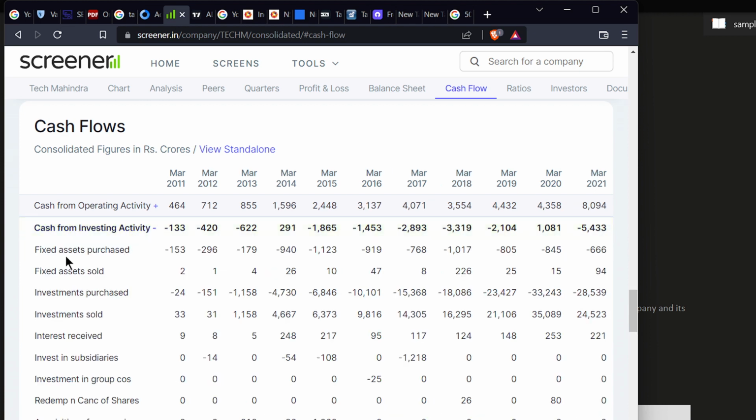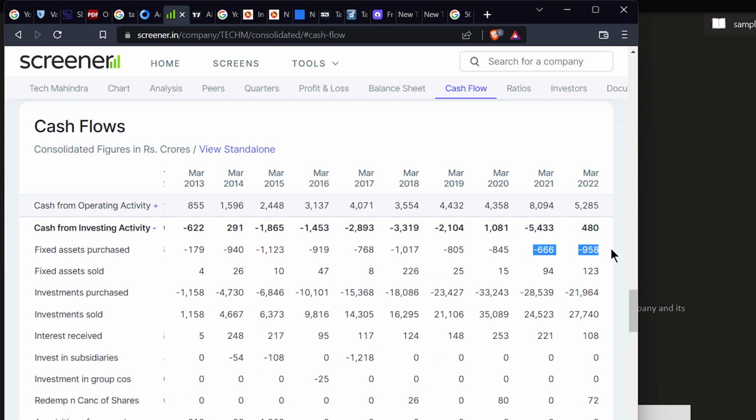Fixed asset purchase means they are purchasing some land or something to expand their business. In that case they are spending; here you can see around 660 crore they spent, from whatever profit they got, to expand their business. So these are the activities. Sometimes, if a fixed asset is sold, whatever asset you have, if you sell that, you will win a profit.